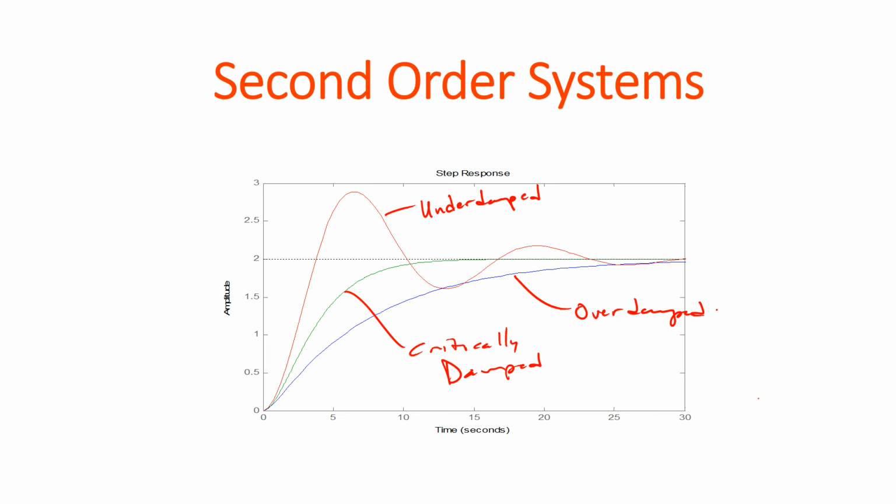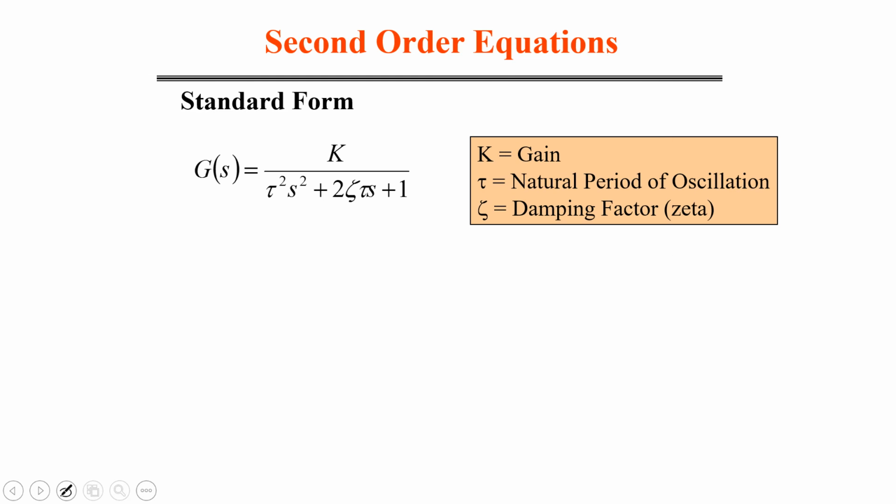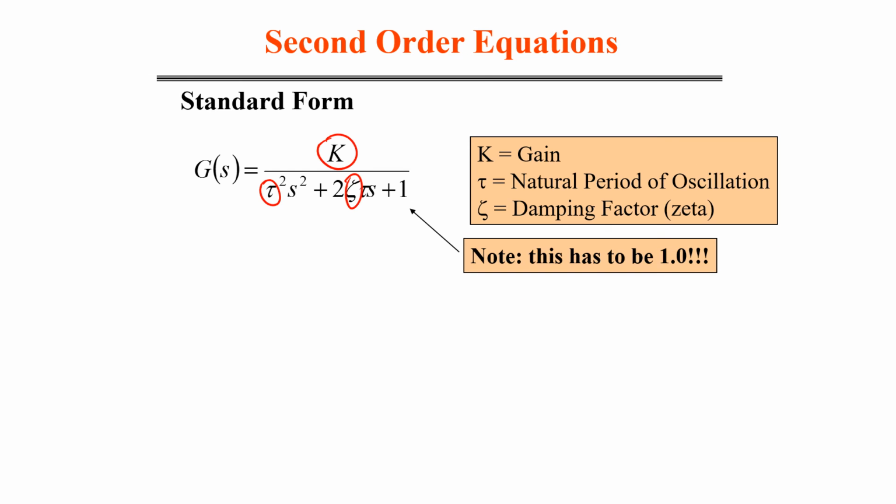Okay, so we're going to characterize these systems. We're going to understand how to develop equations that describe them, and a little bit of information on their derivation and use. Okay, so the standard form for second order equations, this is going to be in the Laplace domain, where we have a gain, a natural period of oscillation, tau, and then we're also going to have the damping factor, which is zeta.